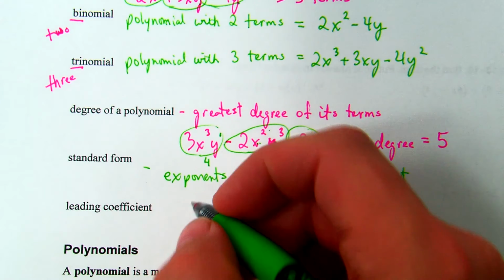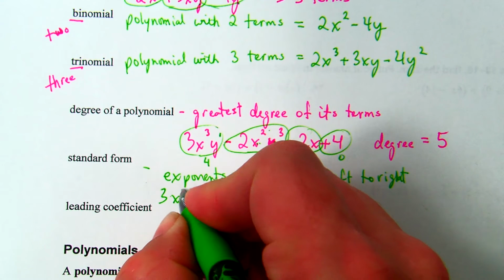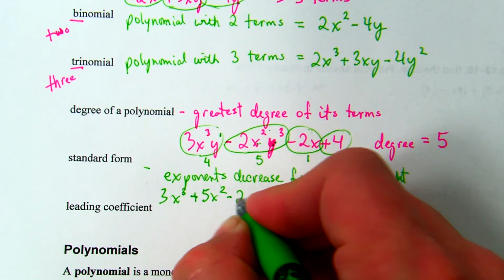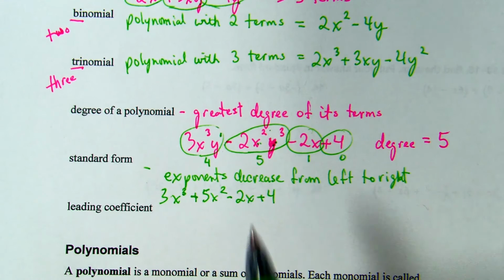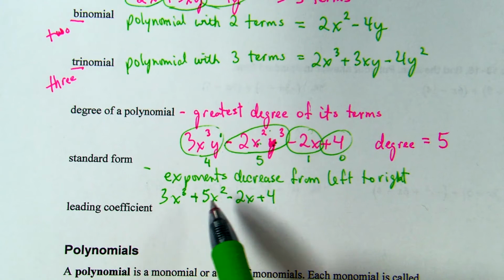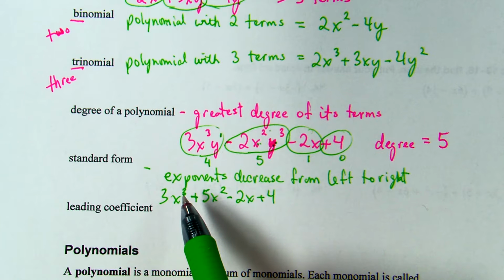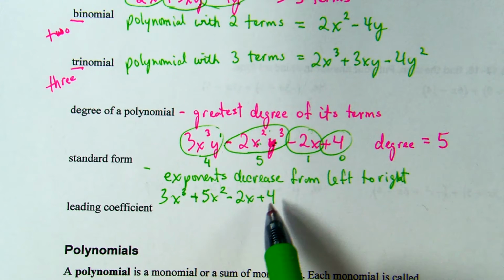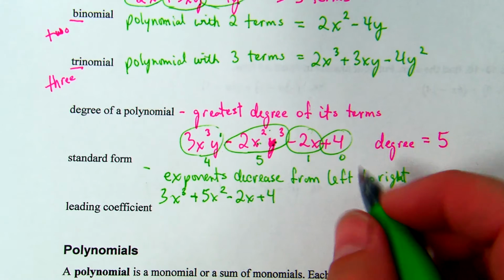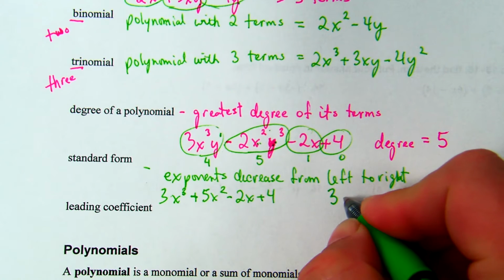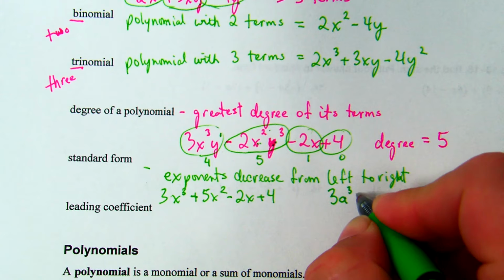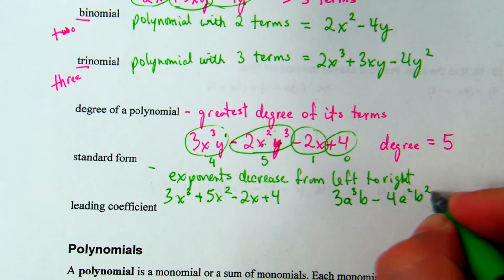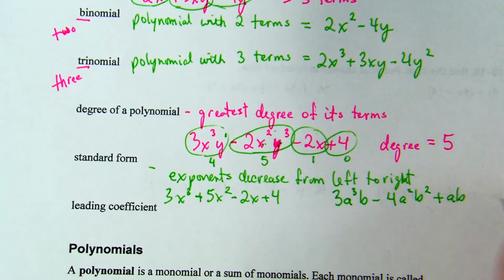So an example would be 3x cubed plus 5x squared minus 2x plus 4. If you'll notice, the x terms here are decreasing by their exponents from left to right. We've got a 3, a 2, a 1, and then basically a 0. Okay, another example, if you had more than one variable in your polynomial: 3a cubed b minus 4a squared b squared plus ab.